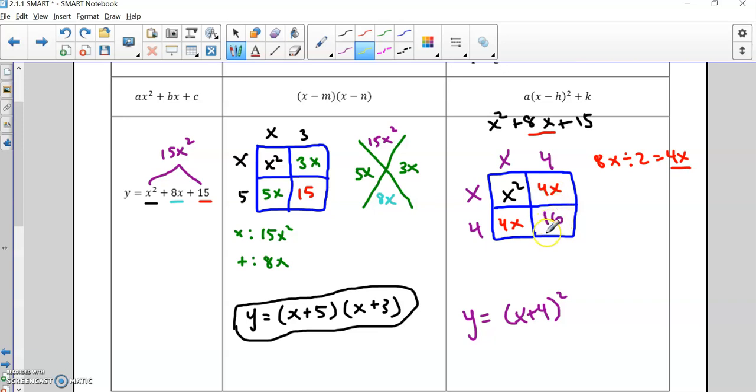Now, here's the deal. We have 16. We want to get to 15. And in order to get from 16 to 15, we need to subtract 1. 16 minus 1 is how we're going to get to that 15. So that tells me that I need to take that minus 1 and put it in my equation. And then I am done.